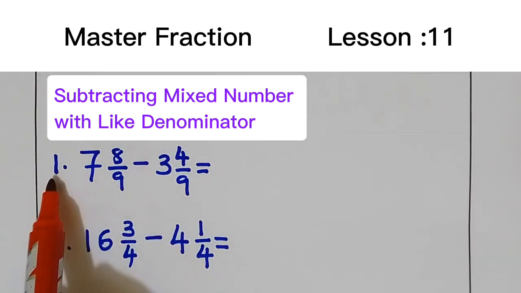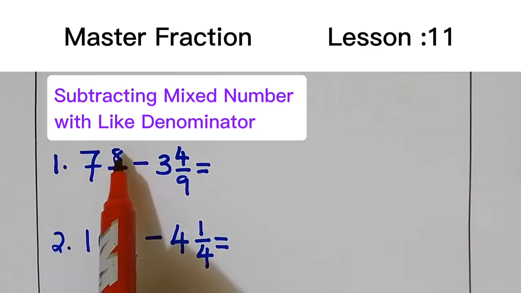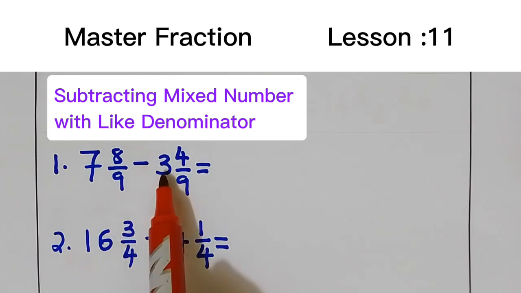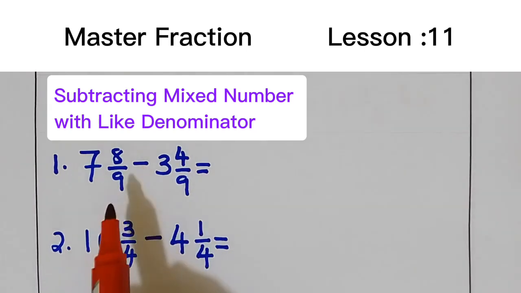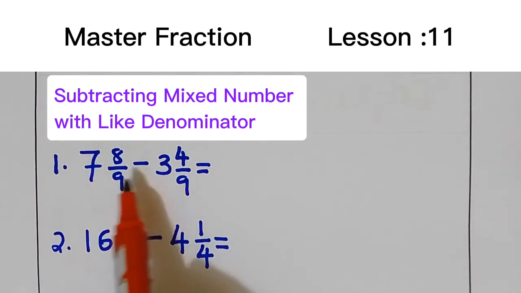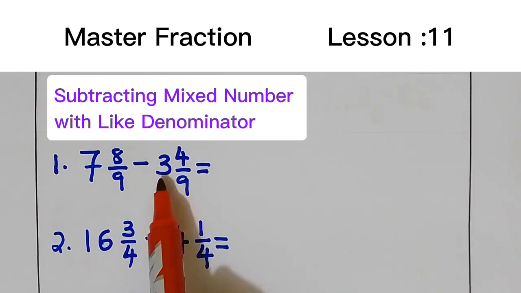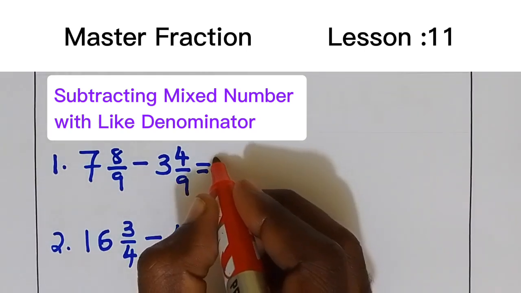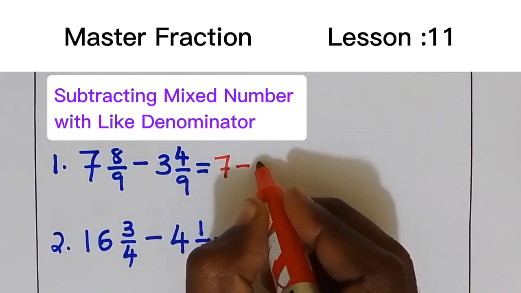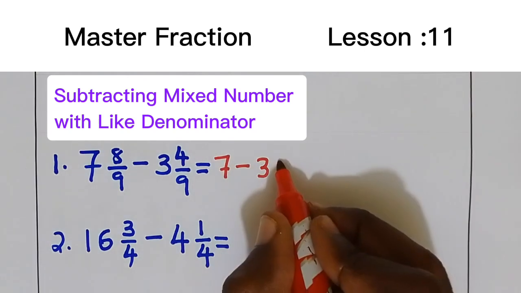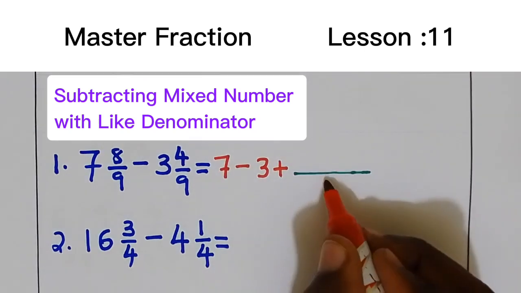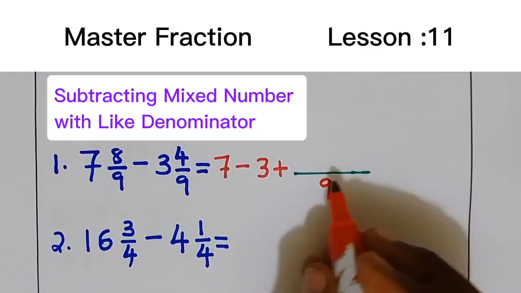Let's start with question number 1. We have 7 and 8 over 9, take away 3 and 4 over 9. We will take whole number, take away whole number. That is 7, take away 3. Plus, the denominator will remain the same, 9. We are going to take 8, take away 4.